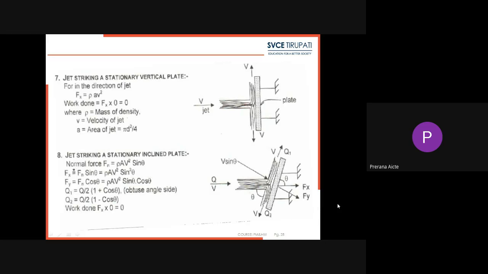And here the discharge Q1 can be calculated as Q1 equals Q by 2 into 1 plus cos theta. Here theta is taken on the obtuse angle side. Then Q2 is nothing but Q by 2 into 1 minus cos theta. And in this case also the work done is 0.